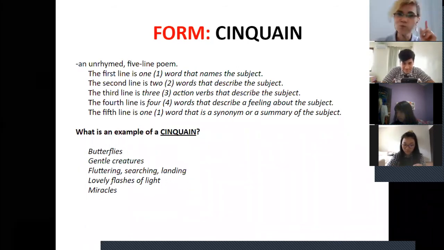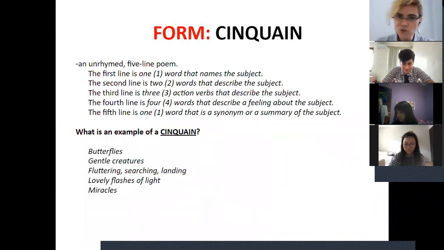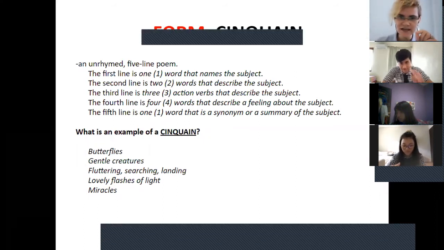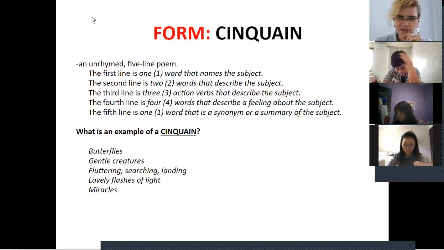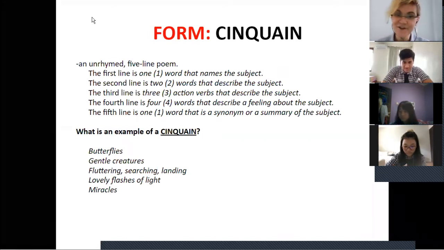Yeah, the first line is one word that names the subject, and then the second is 2 words that describe the subject. It's so interesting. And then the third line is 3 action verbs that describe the subject, and then 4 words that describe the feeling about the subject. And then the fifth line is 1 word that is a synonym or a summary of the subject. It's very short if you think of it.